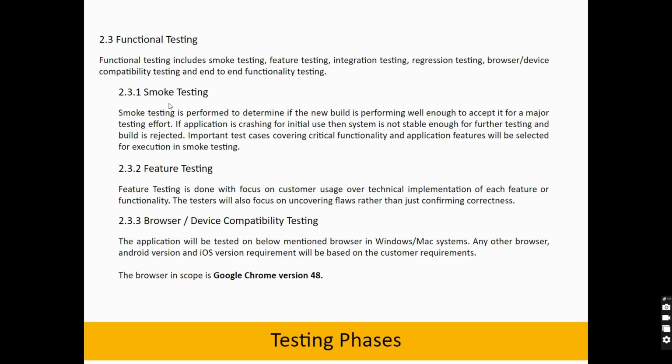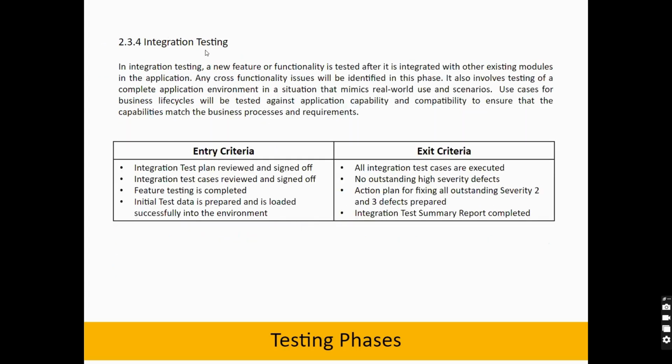So in functional testing, what are our test phases? We are okay to do smoke testing, feature testing, and browser and device compatibility testing, because this is an app. After that, for integration testing, what are my entry and exit criteria? Entry: the integration test plan is reviewed and signed off, integration test cases are reviewed and signed off, feature testing is completed, and initial test data is prepared and loaded successfully into the environment. Then only I can start my testing. If the test plan and test cases are not ready, there is no point in starting my testing.